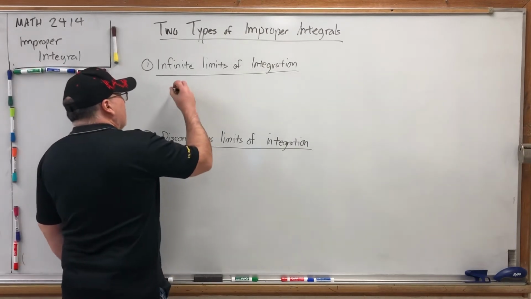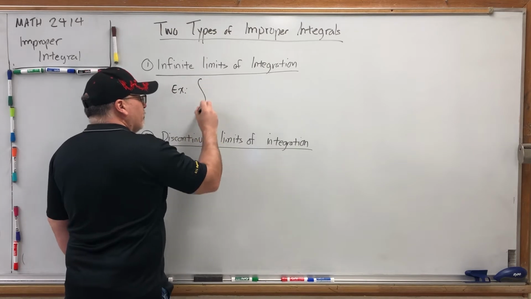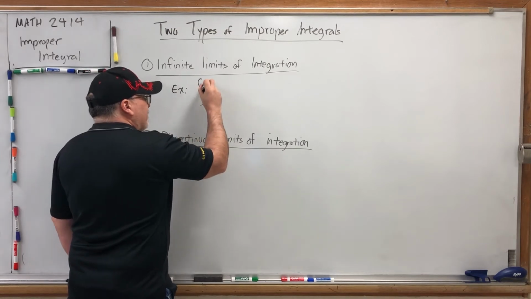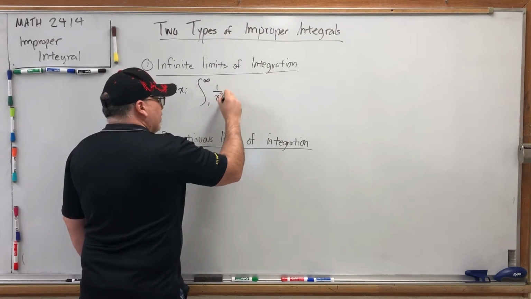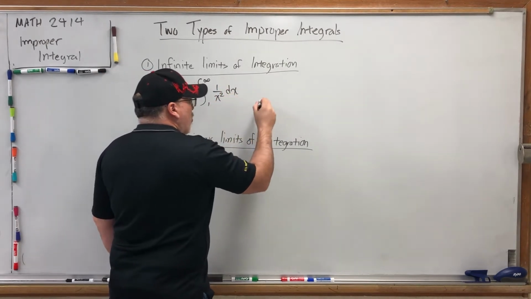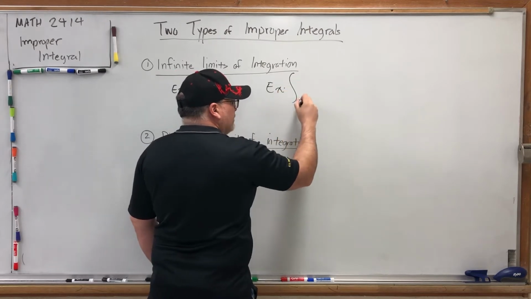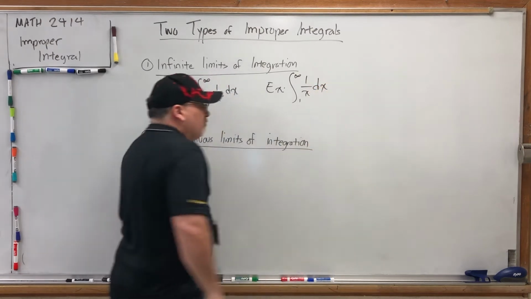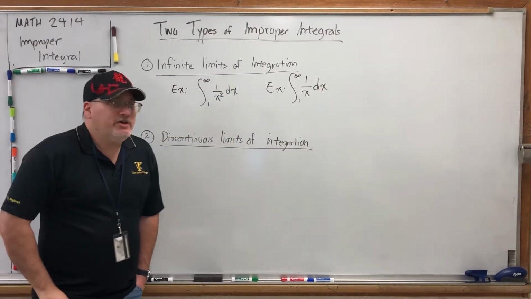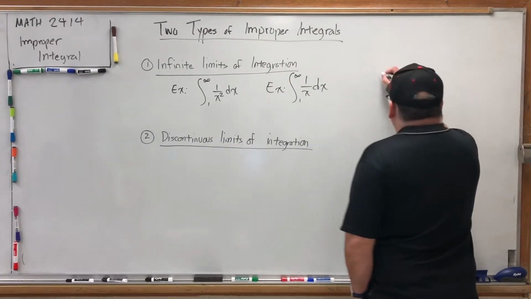For example, let's say that we wanted to evaluate the integral from 1 to infinity, whatever that means, of 1 over x squared dx. Or maybe we just wanted to evaluate the integral from 1 to infinity of 1 over x dx. Both of these do have a geometric interpretation. We're just finding an area. And the graphs are fairly similar.